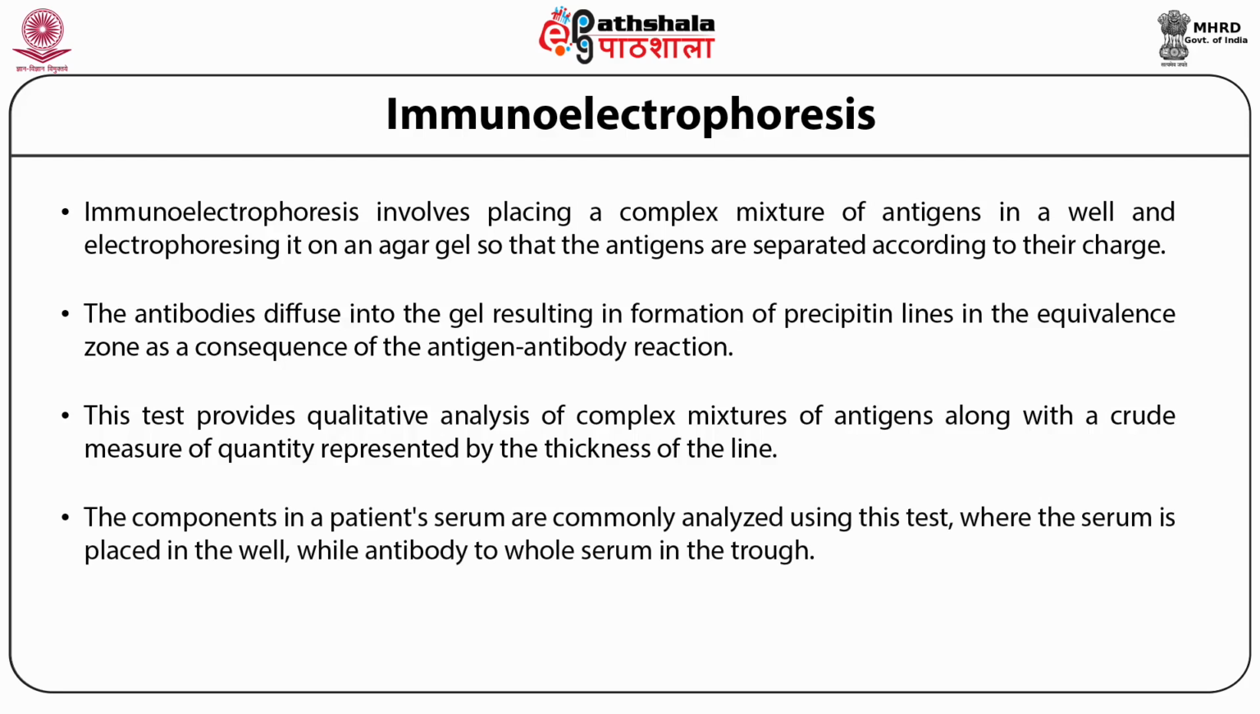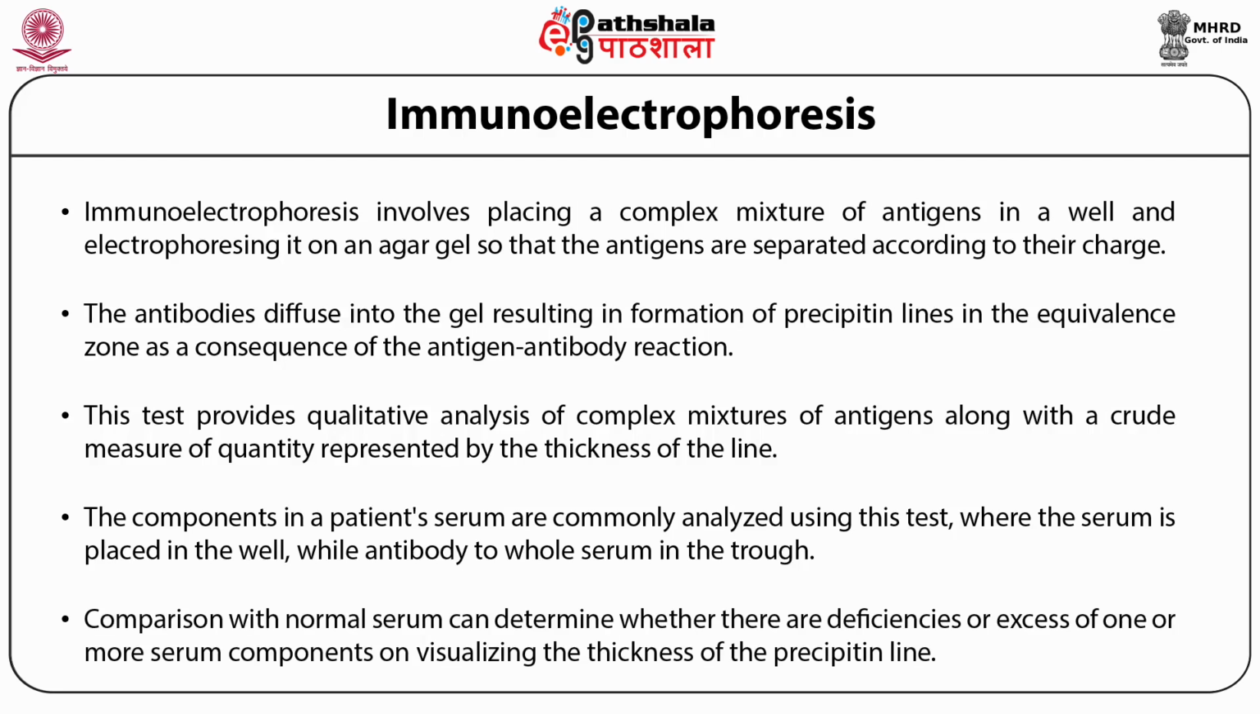The components in a patient's serum are commonly analyzed using this test, where serum is placed in the well while antibody to the whole serum is placed in the trough. Comparison with normal serum can determine whether there are deficiencies or excess of one or more serum components on visualizing the thickness of the precipitin line.